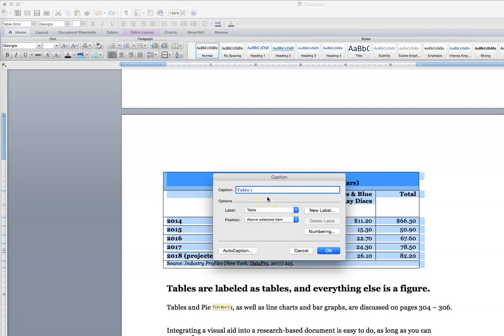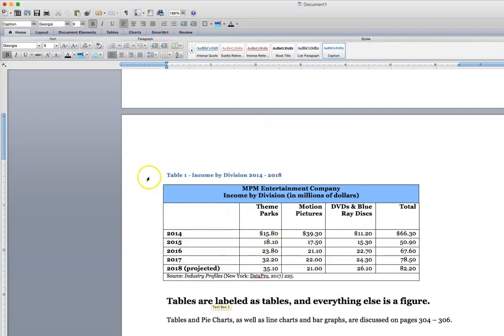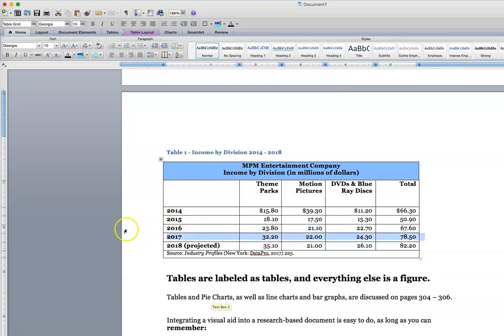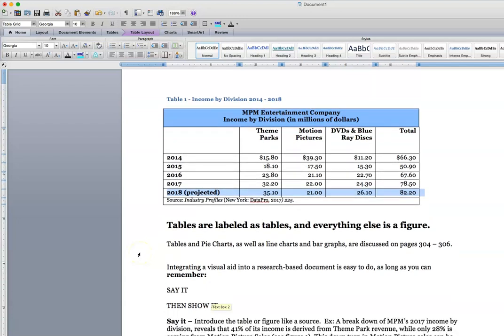Now I've got to give it a caption. Table 1 is not enough. So I'm going to give it a smaller version of the title. I'm just going to say income by division 2014, 2018. The label for tables goes at the top of the visual aid, so Word knows what to do with it. Now these two items are linked together. So if I needed a table of contents, this would be my entry for this visual aid. So that's all we need to do with that one.